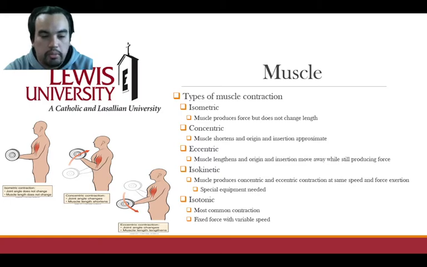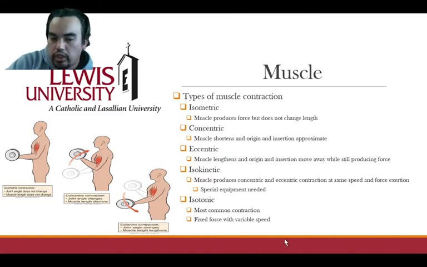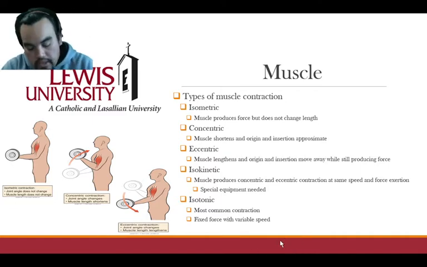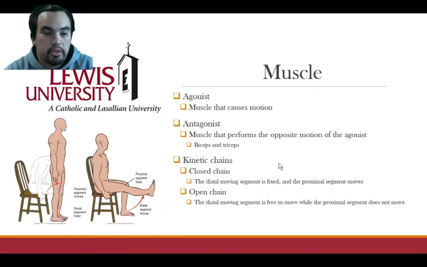Isotonic contractions are the most common contraction, where there is a fixed force with a variable speed. So the speed will change. As you lift that dumbbell, you may start really fast, and then you hit the weakest point of that muscle contraction, and then it slows down a little bit, and then you get back to the top of that contraction, and the speed changes.